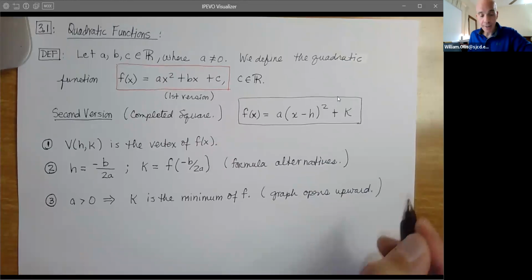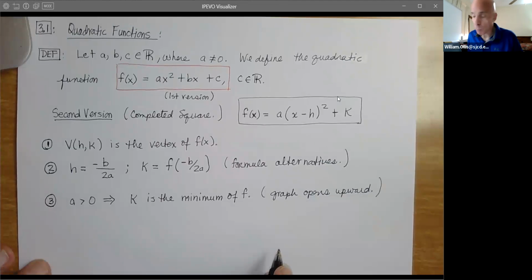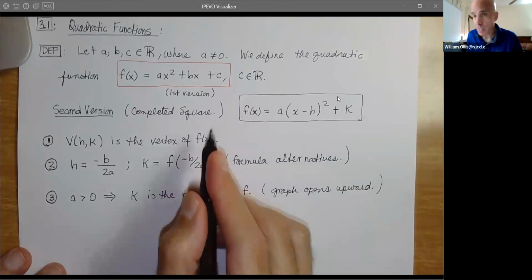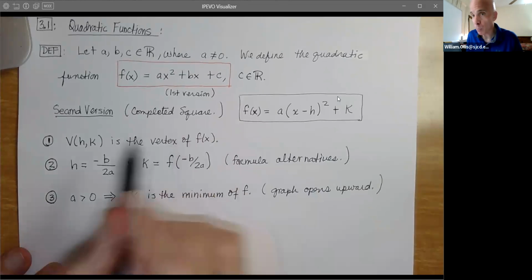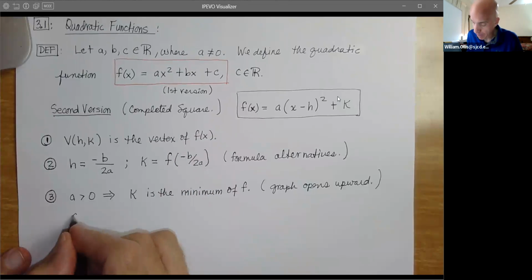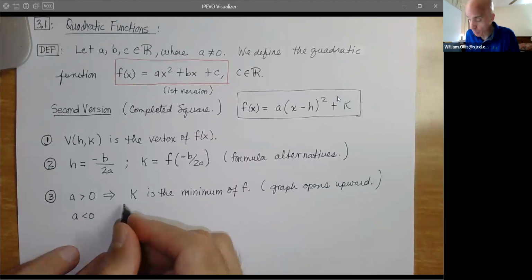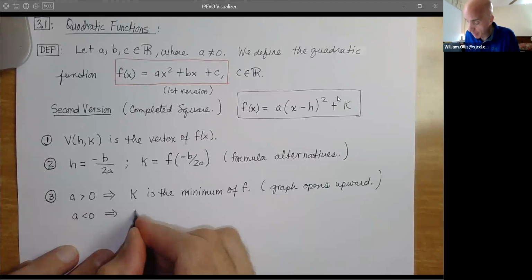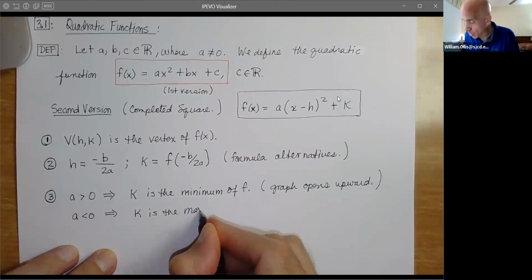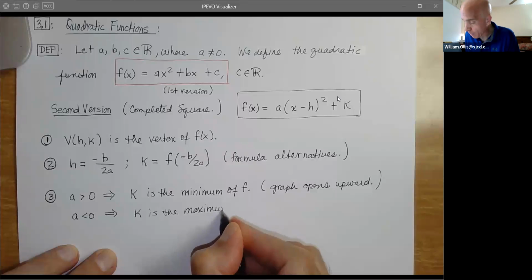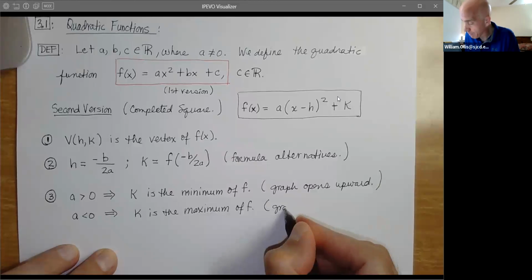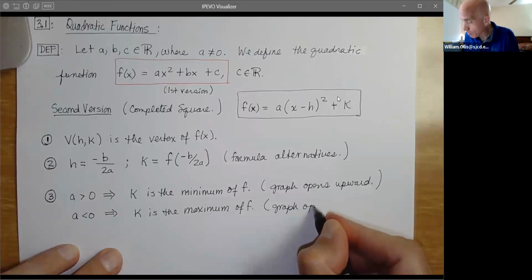This is really a conic section, but we're focusing on the functionality of it, because obviously conic sections could open right and left and they can be rotated. So this is just a special case. If A is less than 0, then k is the maximum. This occurs a lot in the applied problems. Maximum of f. That is, the graph opens downward.